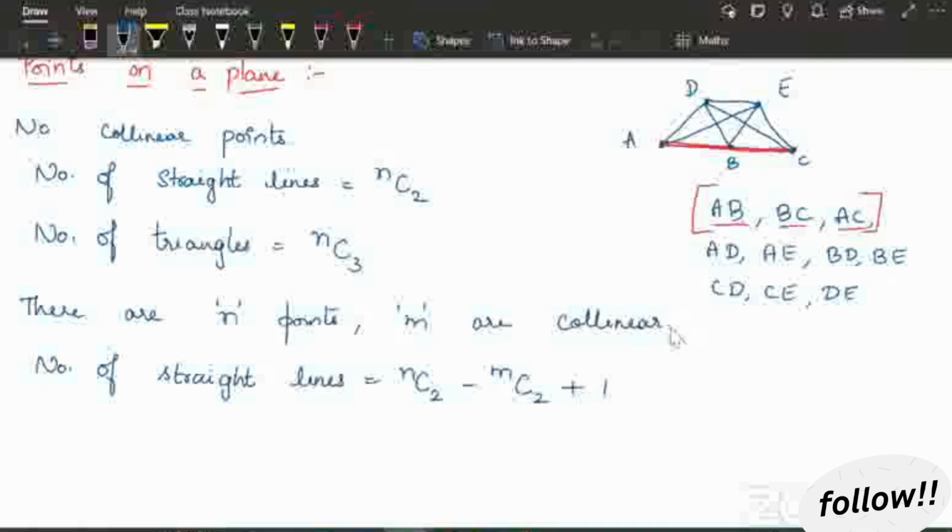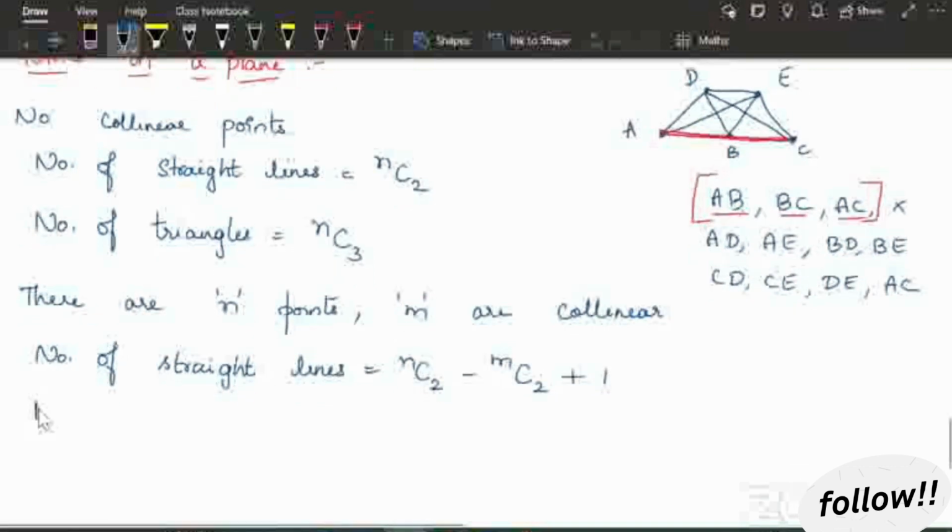Whenever collinear points are there, it is nC2 minus mC2, because these are not separate lines, they are one single line. I'm removing all of them and then adding the one single line. That is the number of straight lines that can be formed. And in this case, how many triangles can be formed?